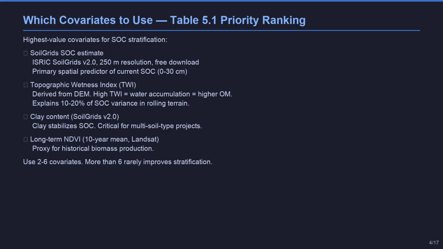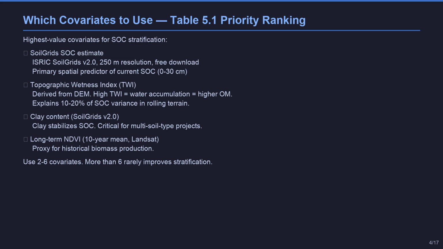Let me walk through covariate selection. This is Table 5.1 from the PDF guide. I'll put a link in the description. Highest value covariates for SOC stratification, in order. First, Soil Grids SOC Estimate. ISRIC Soil Grids version 2.0, 250-meter resolution, free download. This is the satellite-derived estimate of current SOC in the top 30 centimeters. It's not perfectly accurate, but it captures the dominant spatial pattern.